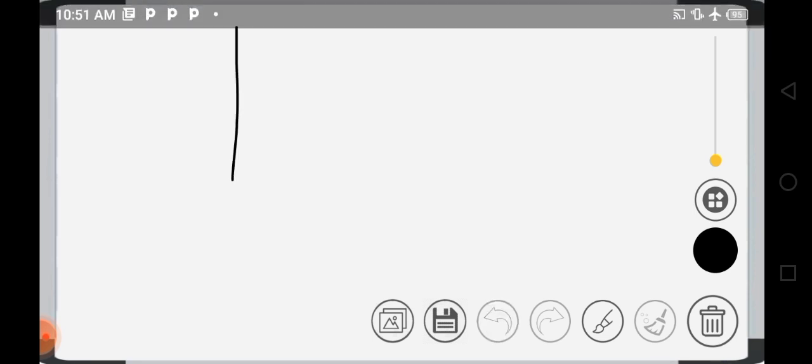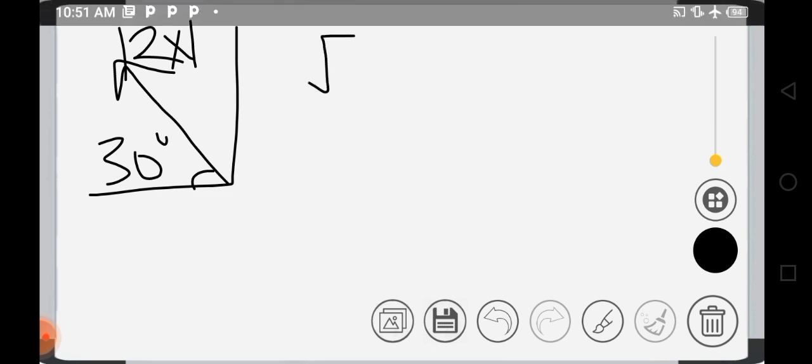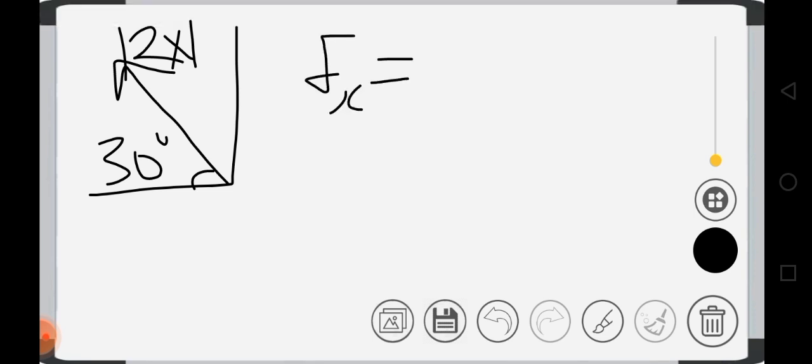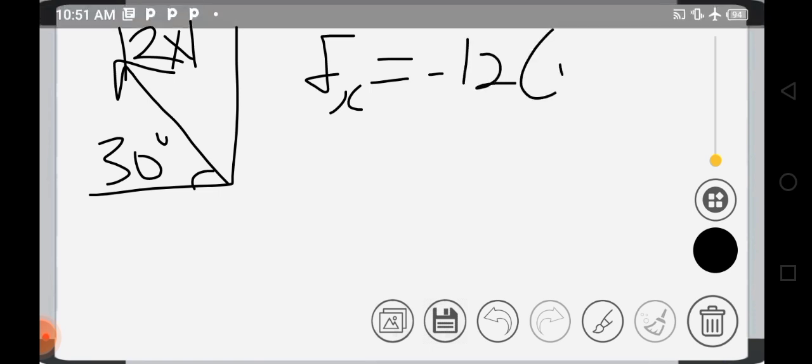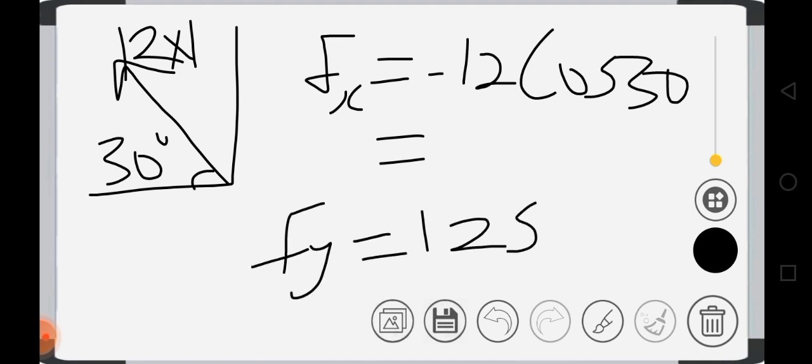The other one is something like this. The angle is 30 degrees, and here is 12 newtons. Check if you can do this with the x component. F of x will be minus 12 cos 30. So will be equal to what? Then the y component will be 12 sin 30. So you can also do that. Just solve them and get the answer out.